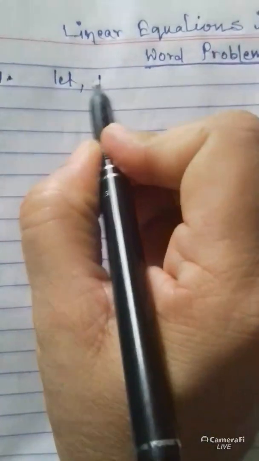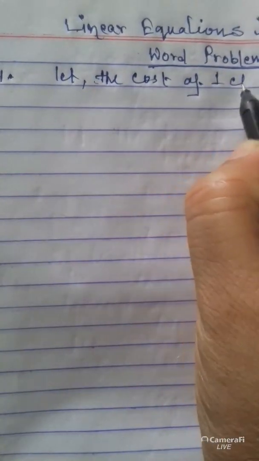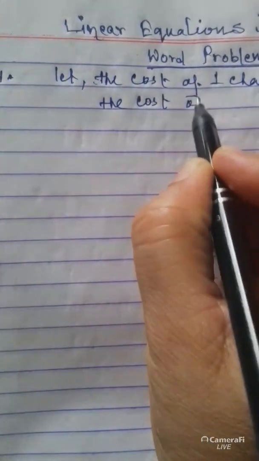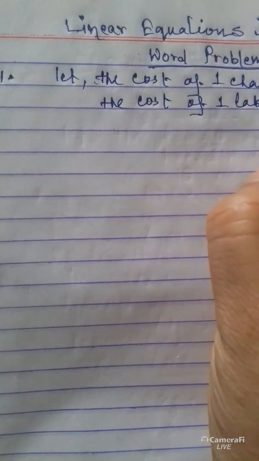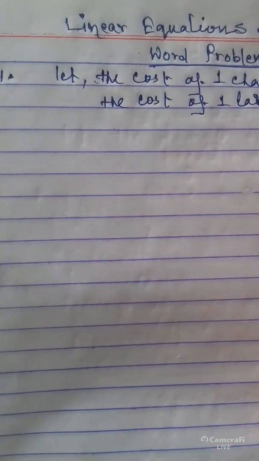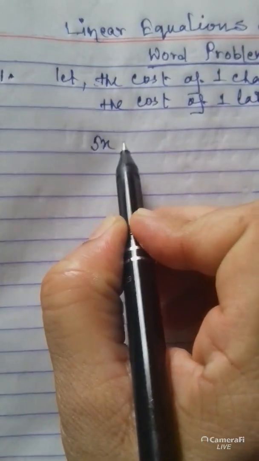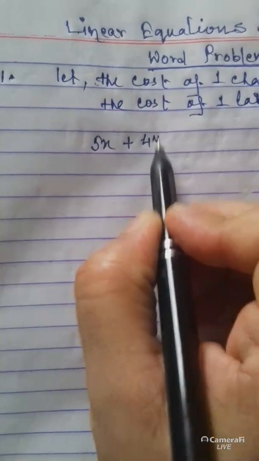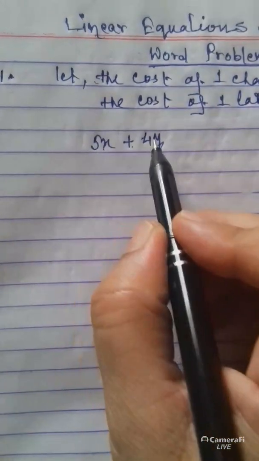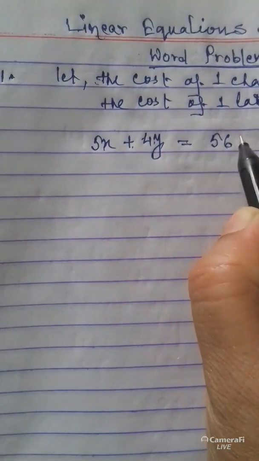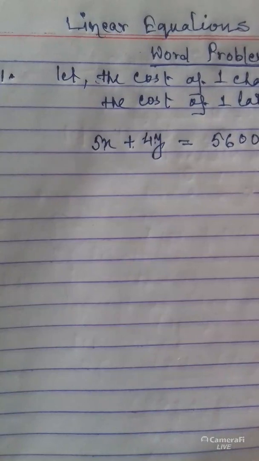Let the cost of one chair be x and the cost of one table be y. Then 5 chairs cost 5x and 4 tables cost 4y. So 5x plus 4y equals the total cost, 5600. This is equation number 1.